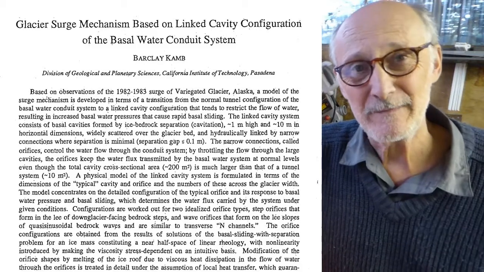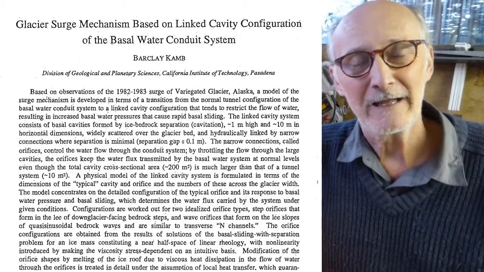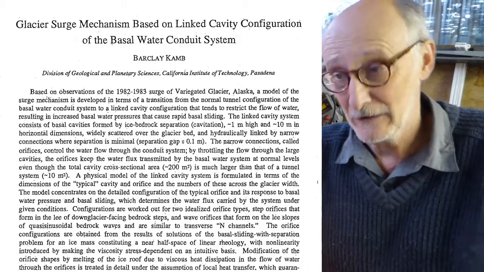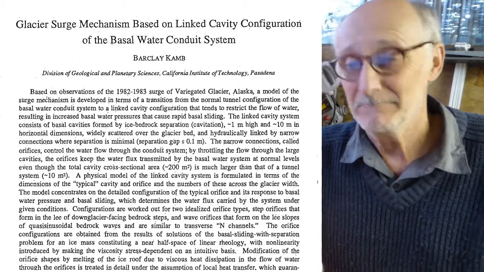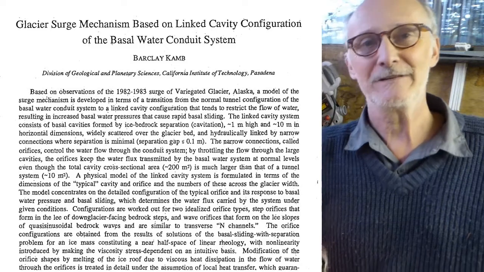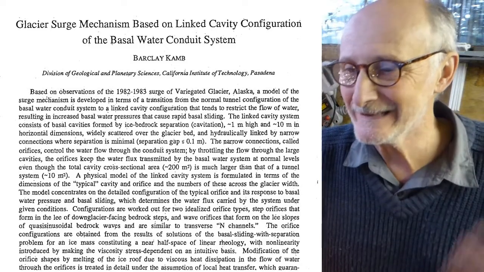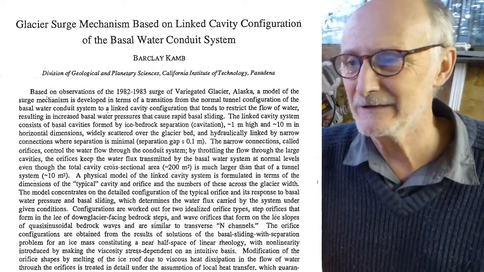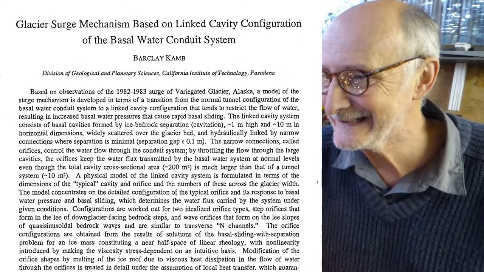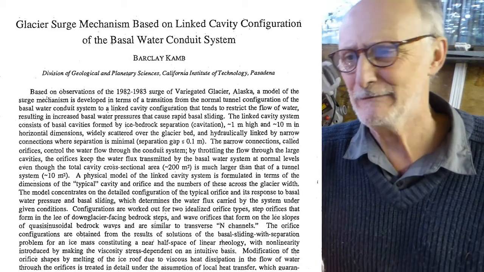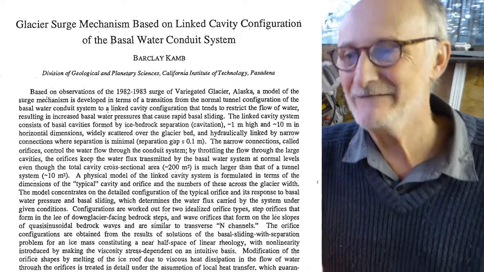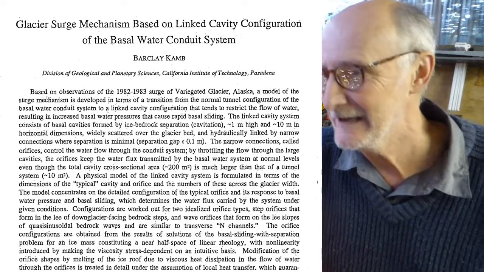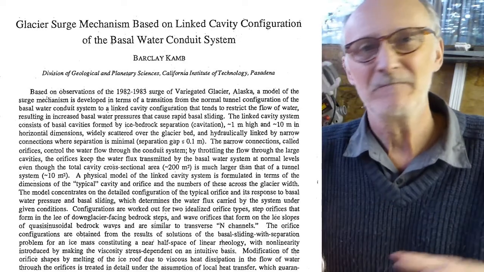And at that stage, at the beginning of the module, it seemed like a really difficult paper. It is a complex, difficult paper anyway, but for us at that stage it was borderline impossible. We didn't know what a glacier surge mechanism was. We didn't know what the linked cavity configuration of the basal water conduit system was. We didn't even know what the basal water conduit system was. And as for Variegated Glacier, never heard of it.